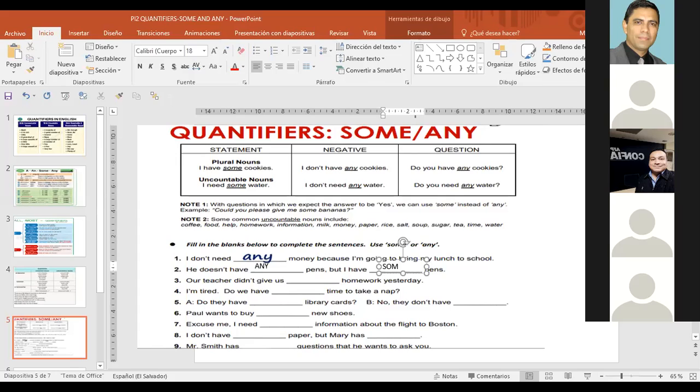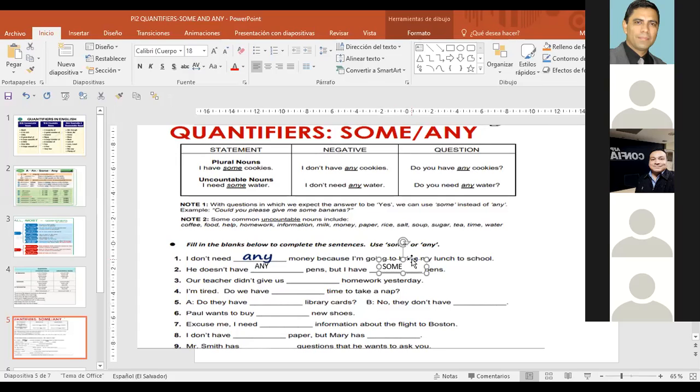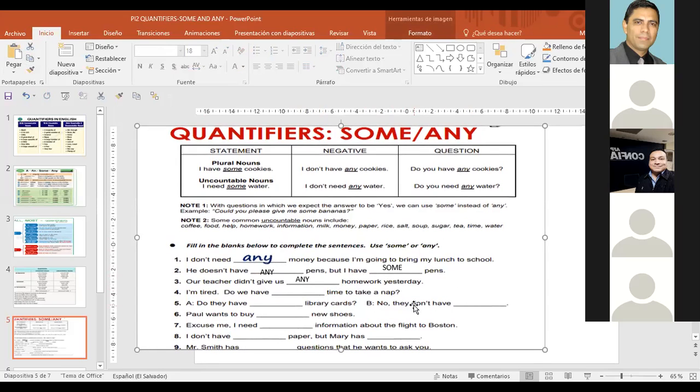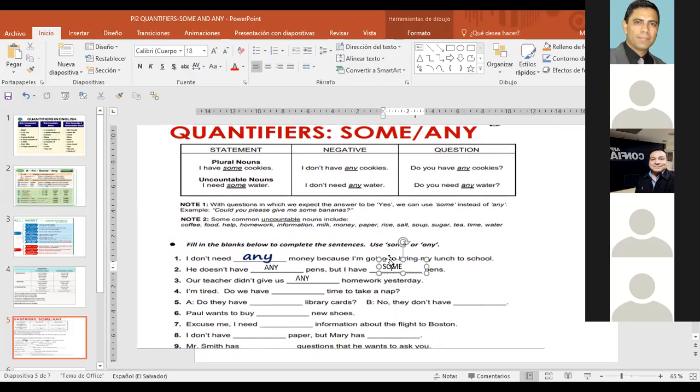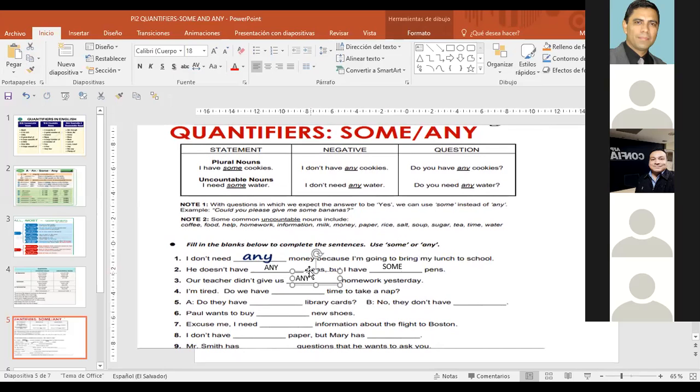What about number three? Our teacher didn't give us any or some? Some homework, any homework? Yesterday. I'm tired. Do we have time to take a nap? Any or some? Any. Okay. Remember that for questions, we can use any. Some casi solo lo utilizamos para oraciones afirmativas, ¿verdad? No importa si es con uncountable or countable nouns. But for negative and questions, we use any.